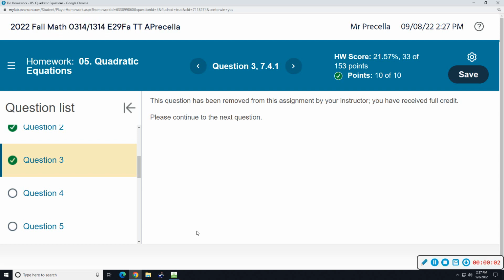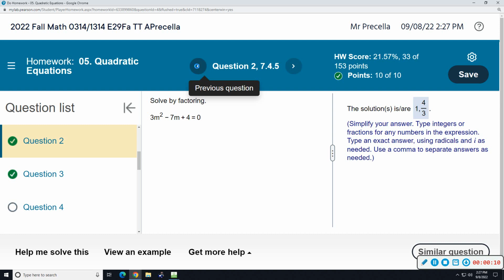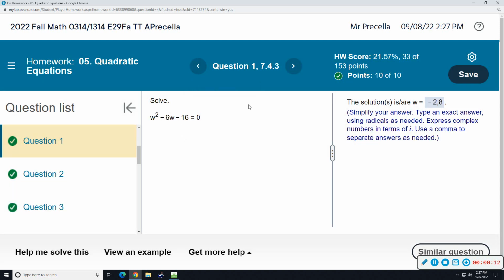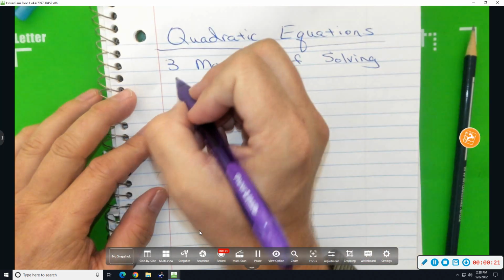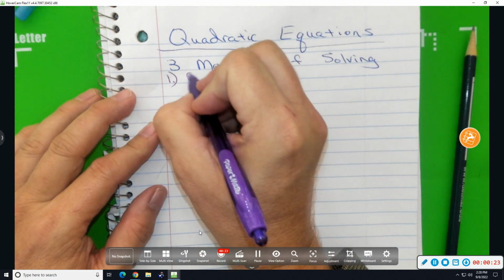And today we're going to be solving quadratic equations. And the last time we saw one method, solving by factoring, in the last homework assignment. Let's see, I'm going to write out the three methods that we're going to be seeing today. The first method is by factoring.